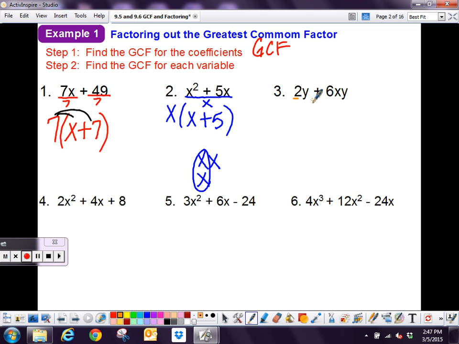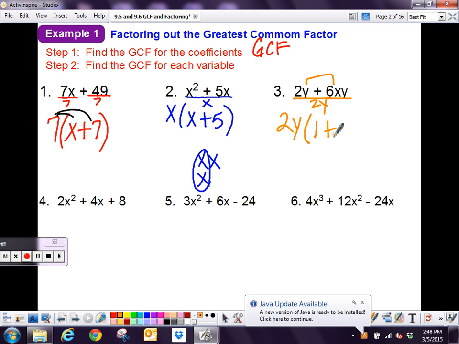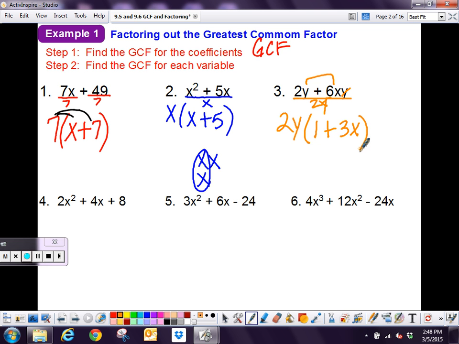Number 3, I'm going to look at the coefficients first. The GCF between 2 and 6 is going to be 2. Then I'm going to look at the variables. They both have a y in common, so I'm going to take a y out. If I divide this all by 2y, now this is tricky right here. Even though 2y and 2y cancels out to 1, I have to write that 1. I can't just leave it empty. If I started out with 2 things, I need to remain with 2 things. So I have 1 plus 6 divided by 2 is 3. Those y's cancel out, but I am left with an x.